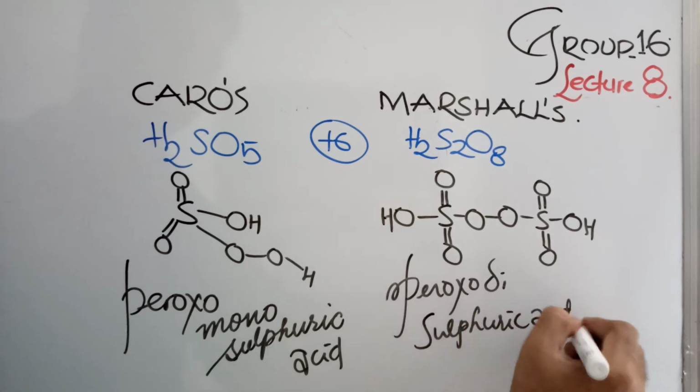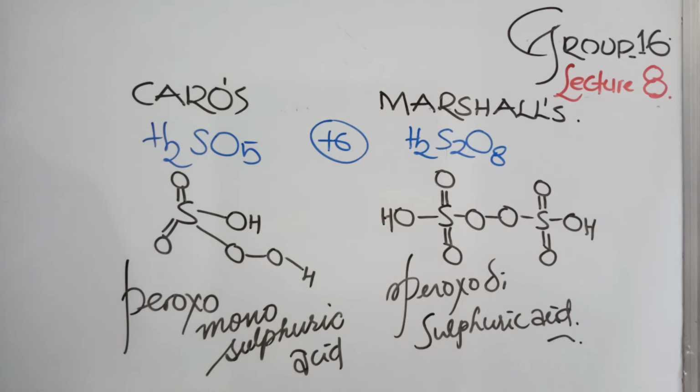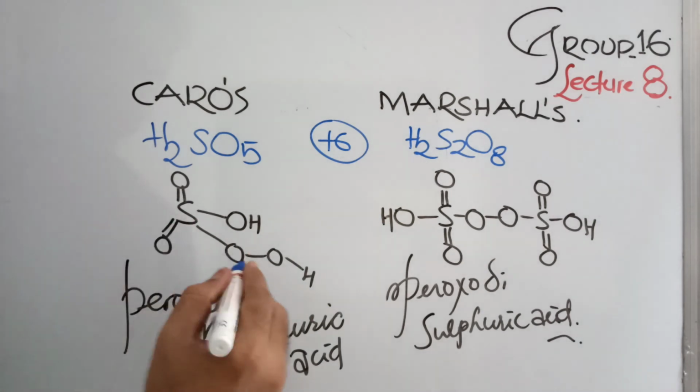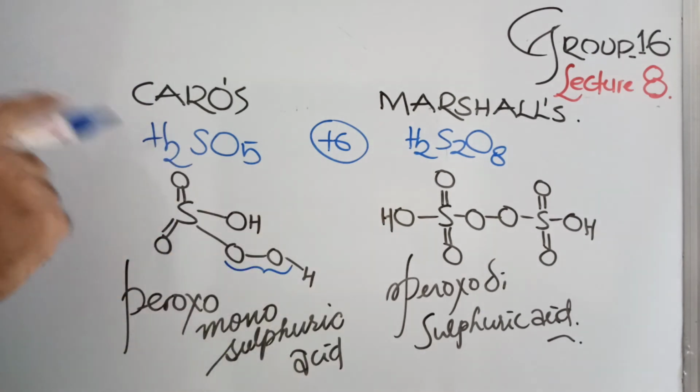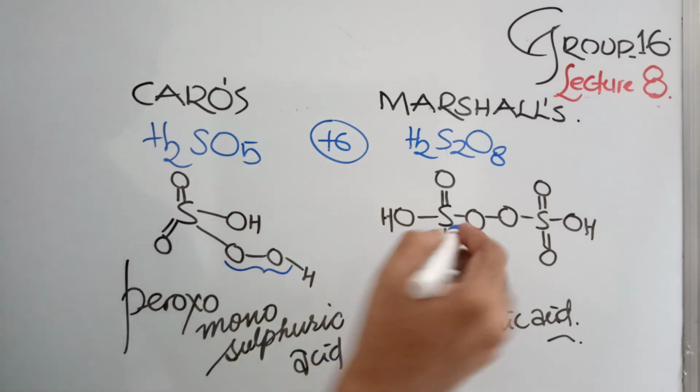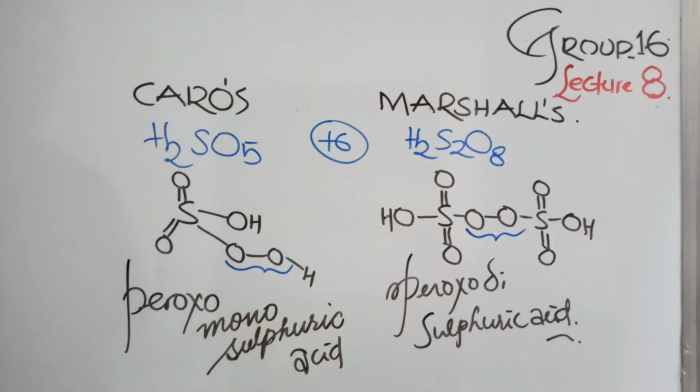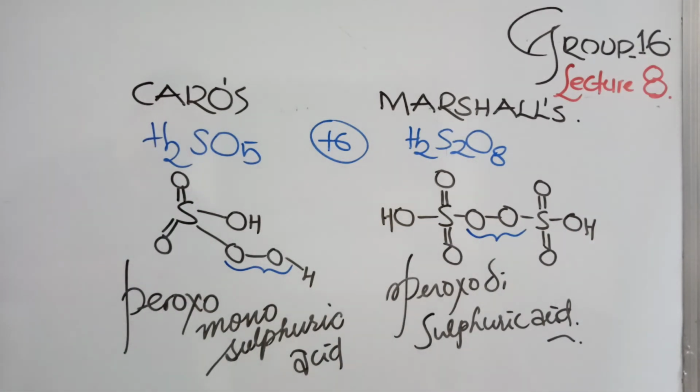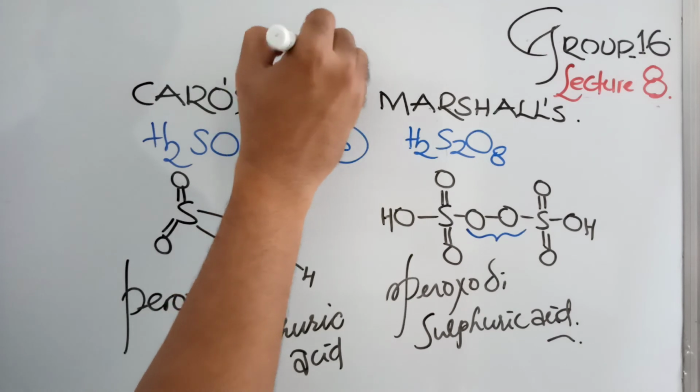There is a peroxy linkage, that's why these terms are there. When sulfuric acid is treated with hydrogen peroxide, it forms this, and whatever I am showing there with the blue color mark, that is the peroxy bond. Caro's acid H2SO5, Marshall's acid H2S2O8. You can say these two as the peroxo series.